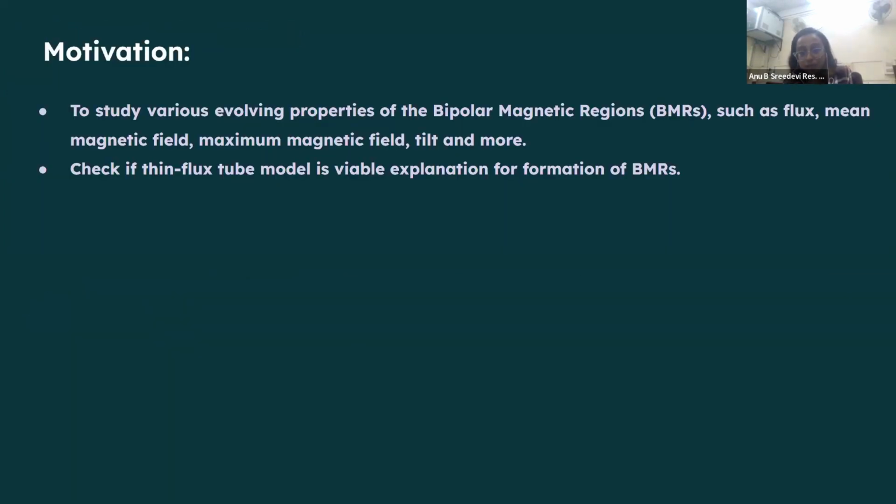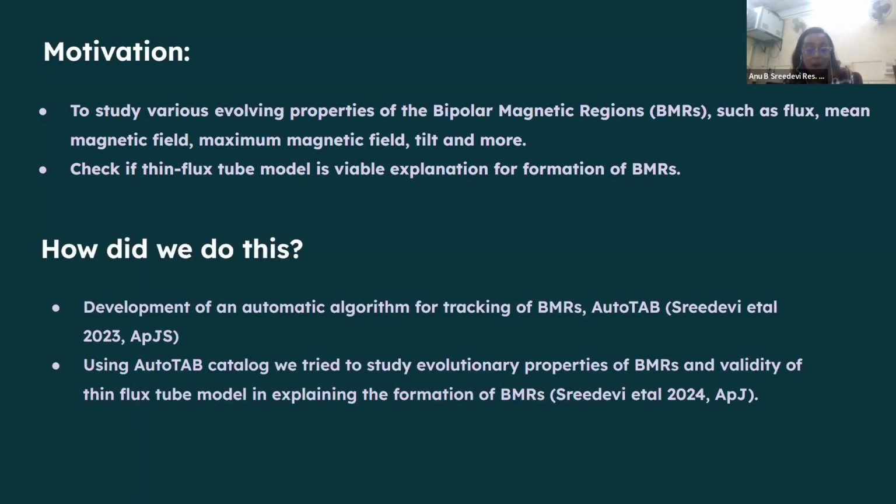Now, my motivation for starting this study is that I wanted to understand how the BMRs evolve and their impact on the solar dynamo and the long-term variation of the Sun. So we will be looking at the magnetic and morphological aspects of the evolution of the BMRs, and in a later study, I'll be checking if the thin flux tube model is still a viable theory for explaining the formation of the BMR. Now, how did we do this?